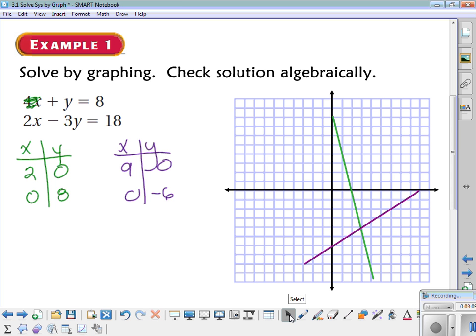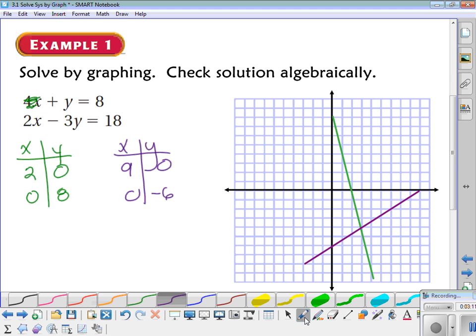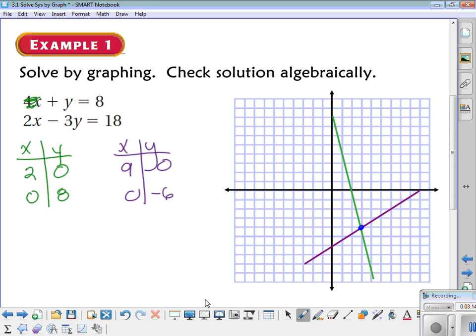Okay, so then where they are crossing should work in both equations. They're at 3, -4. But I'm going to check the solution algebraically to make sure it works in both of them. So I'm going to do 4 times 3 plus -4 equals 8. And I'm going to do 2 times 3 minus 3 times -4 equals 18. I'm going to make sure they both work.